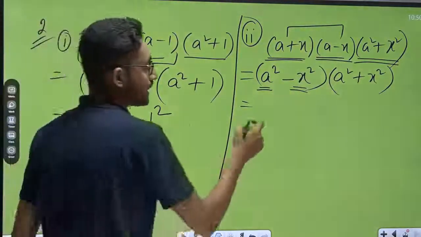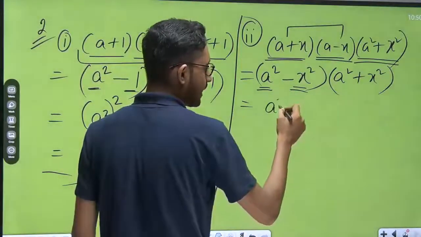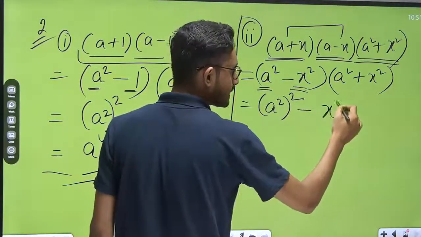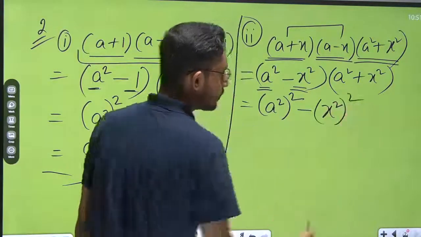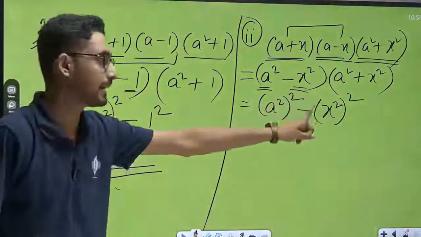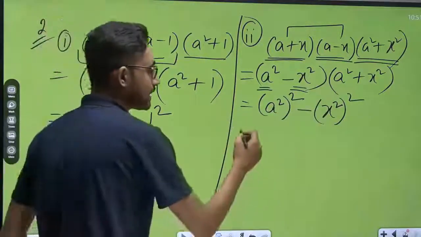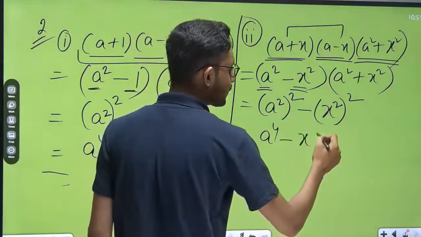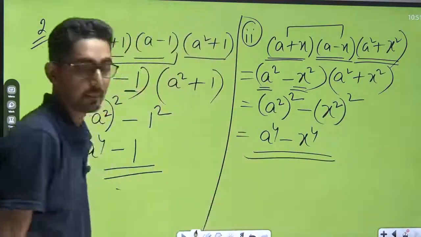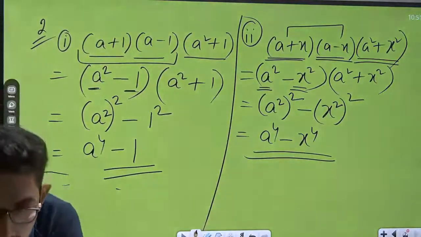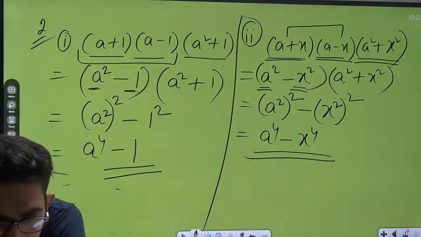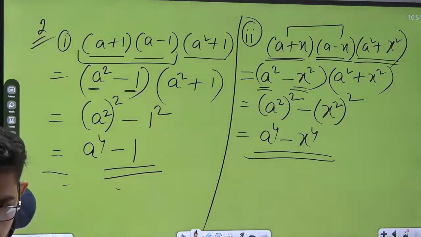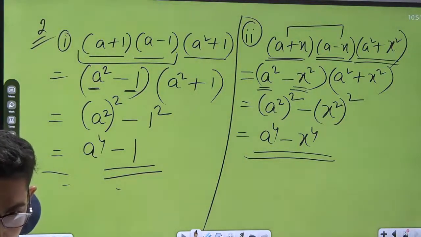Then now again in a similar way, this is A, this is B, so we can say this is A minus B and this is A plus B. Same formula we will use again. So what is the formula? A square whole square minus X square whole square. Yes or no? A square minus B square. So the answer will be A to the power 4 minus X to the power 4. That is your correct answer.